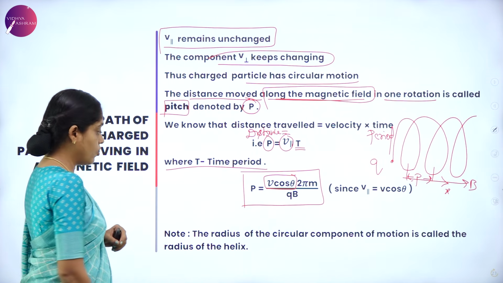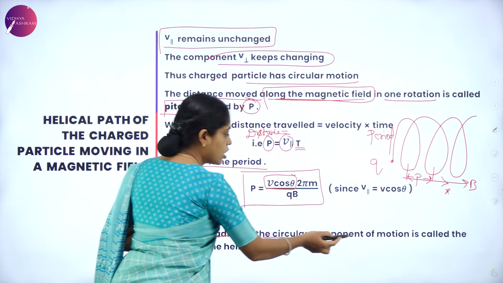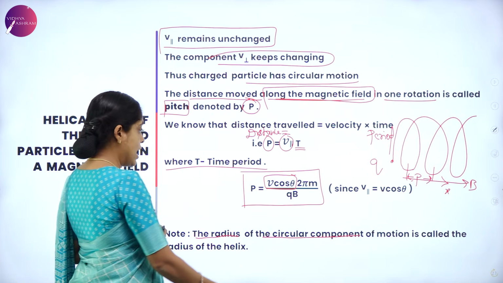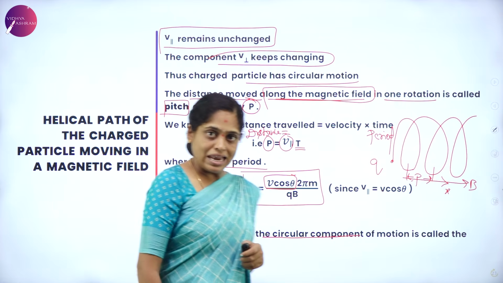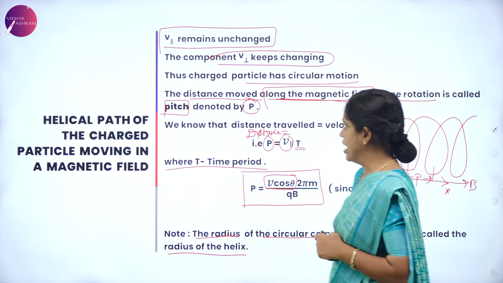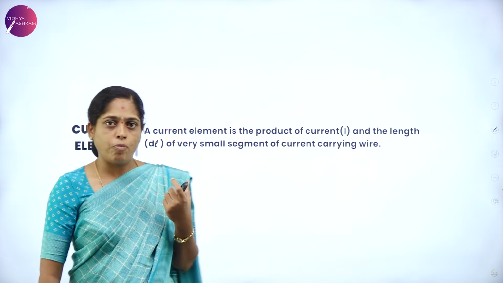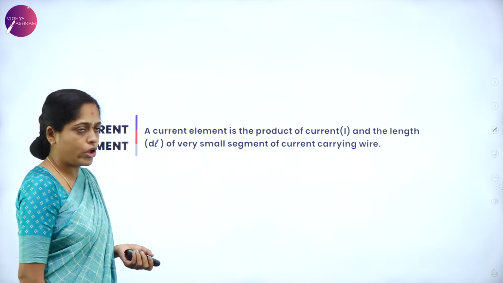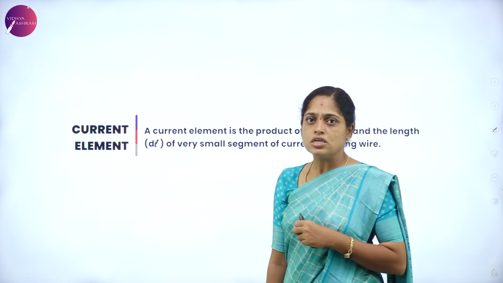And the next very important point is the radius of the circular component. Radius of the circular component in helical path is known as radius of helix. Next, the very important point is to know what is current element before knowing the Biot-Savart's law, which is a very important law in this chapter.